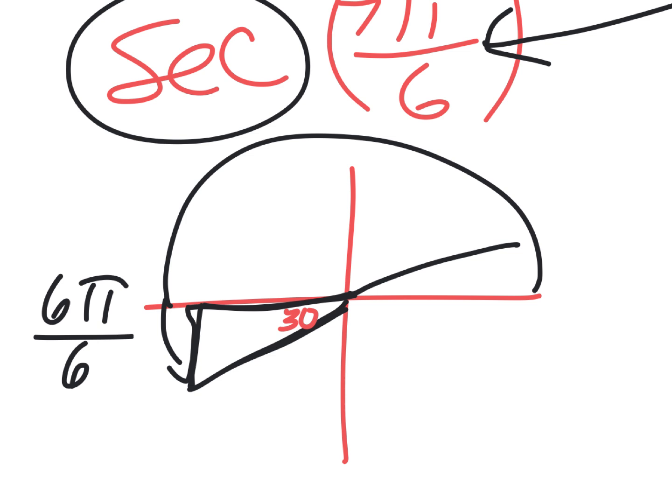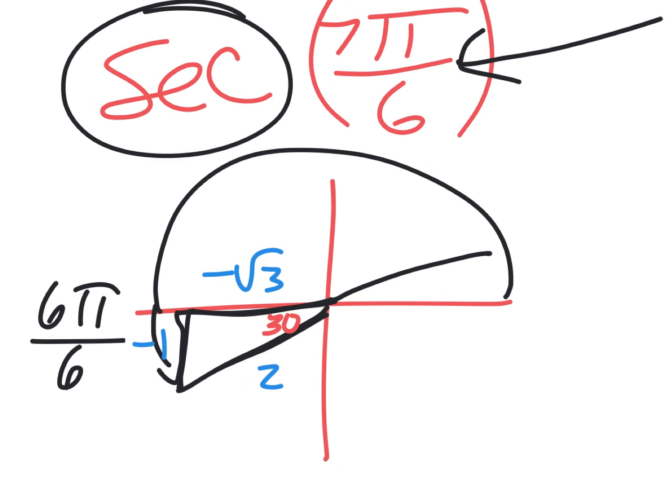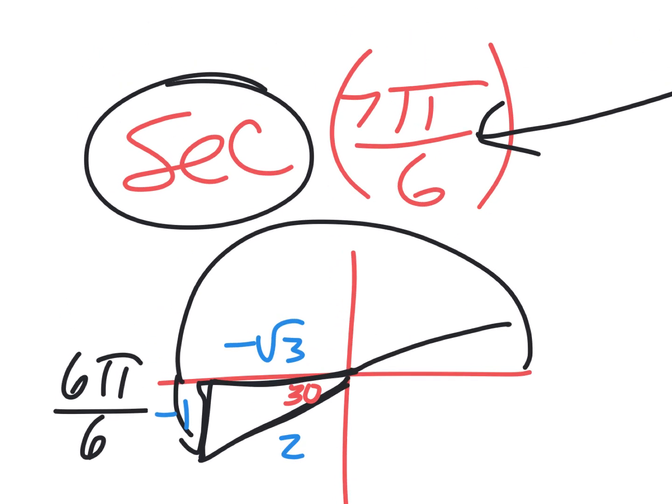If this is a 30, this is a 1, this is a 2, and this is a square root of 3, and there's negatives here and here. Now I could do anything. If they ask me tangent, easy. If they ask me sine, easy. But what did they ask me?